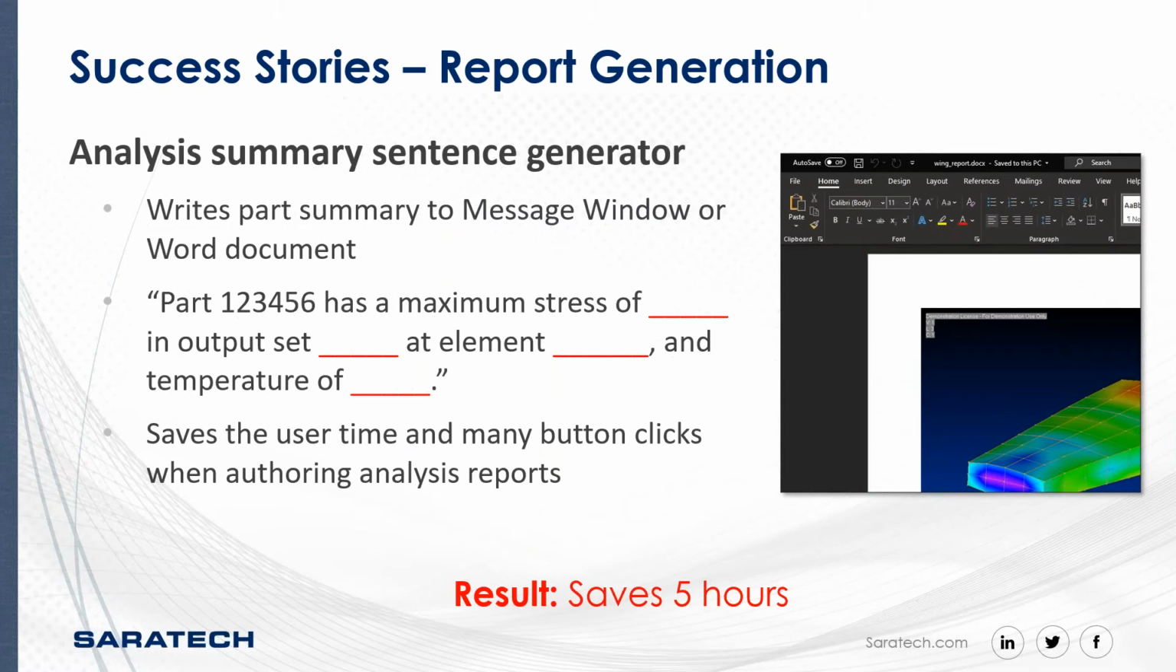So the first success story I want to talk about is this analysis summary sentence generator. And it might sound a little bit silly to just generate one sentence at a time, but in this case, I had a pretty large assembly, maybe 100 or 150 parts. And for my analysis report, I needed for each part this sentence: this part number has a maximum stress of this in this particular output set at this element ID, and this is its temperature.